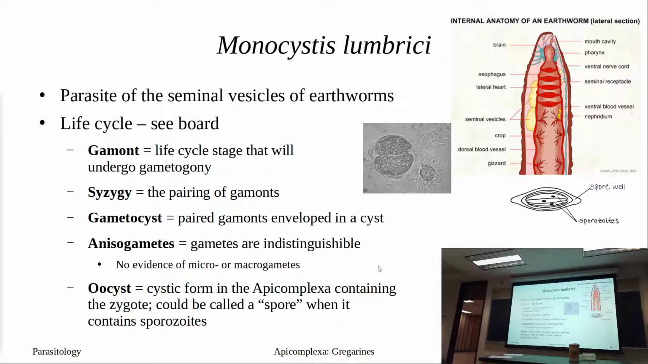All right, so Monocystis. This is a parasite of the seminal vesicles of earthworms. And this is a pretty good drawing because it kind of gives you an idea of where everything is.